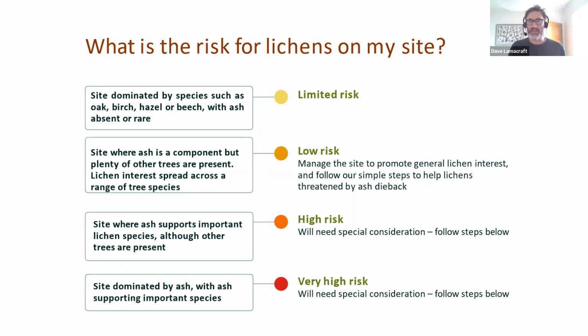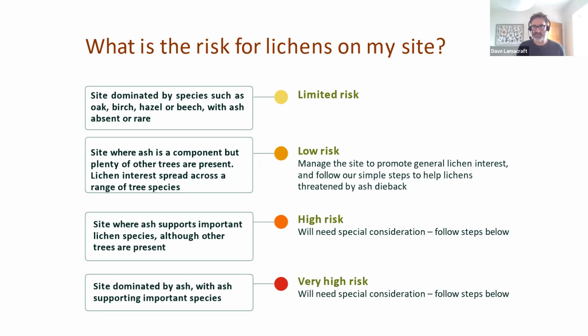But as soon as you get ash as a significant component of your woodland, even if there are other tree species present and there's lichen interest on that ash alongside other tree species, then your risk is slightly higher, but it's still relatively low because you've got a whole load of other tree species present and your lichen interest is spread across oak as well as ash. So not quite such a high risk, but you can still do things to mitigate the impact of the loss of ash. So continue to manage the site to promote the general lichen interest, and then follow a set of simple steps, which I'll come on to shortly.